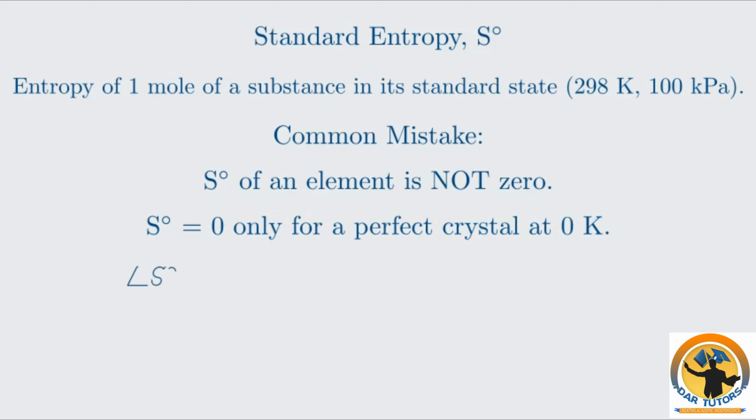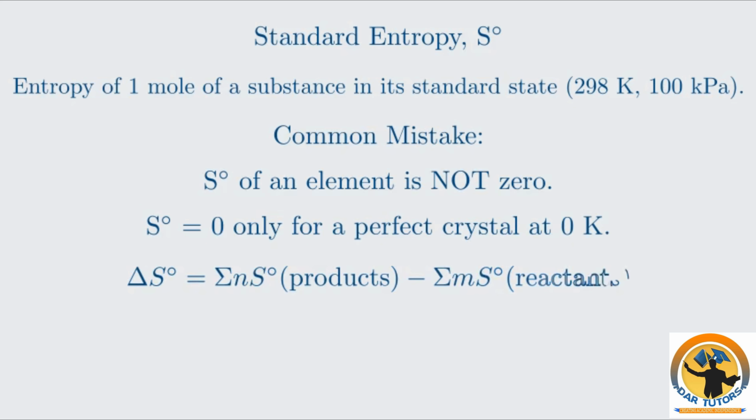The standard entropy change of a reaction, ΔS°, is calculated as the sum of the standard entropies of the products minus the sum of the standard entropies of the reactants, each multiplied by their stoichiometric coefficients. n and m are stoichiometric coefficients.